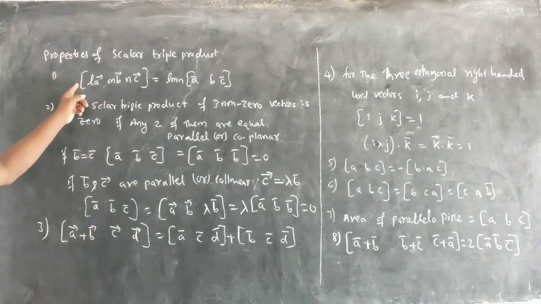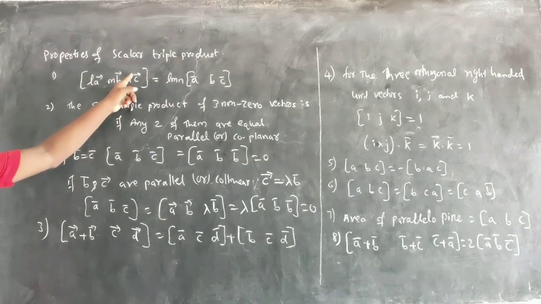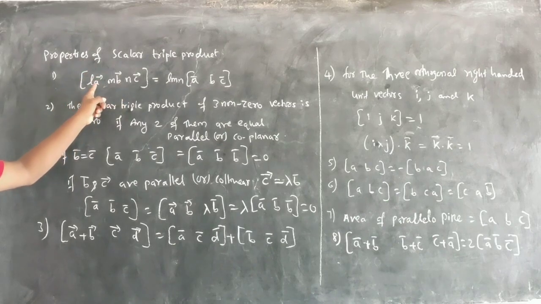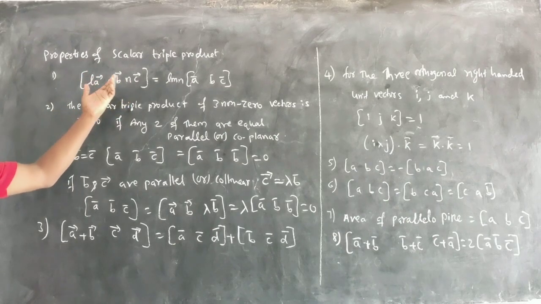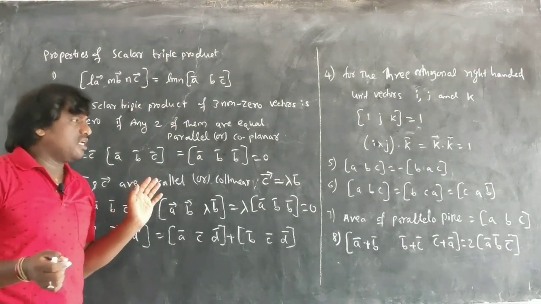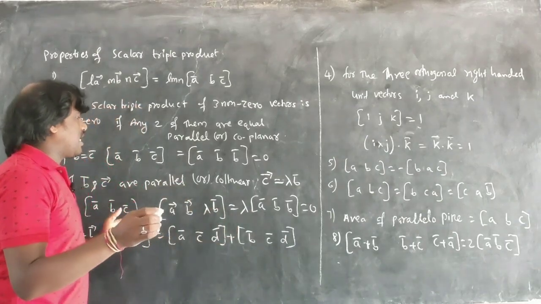Properties. The first property I explain to you: L times A vector, M times B vector, N times C vector, and you have a box. Then L, M, N can be taken out and you get box ABC. As I told you, this works as a determinant.